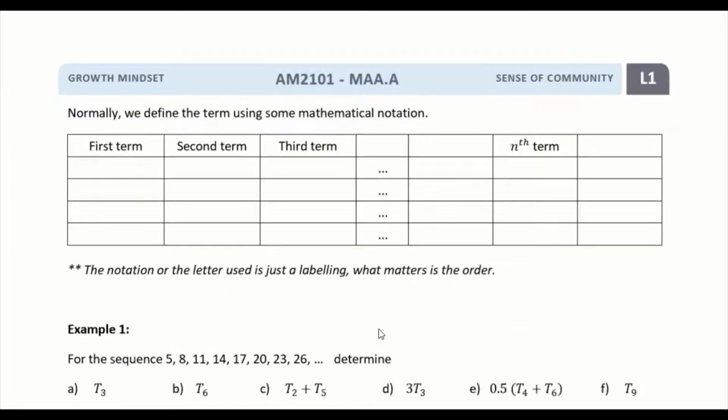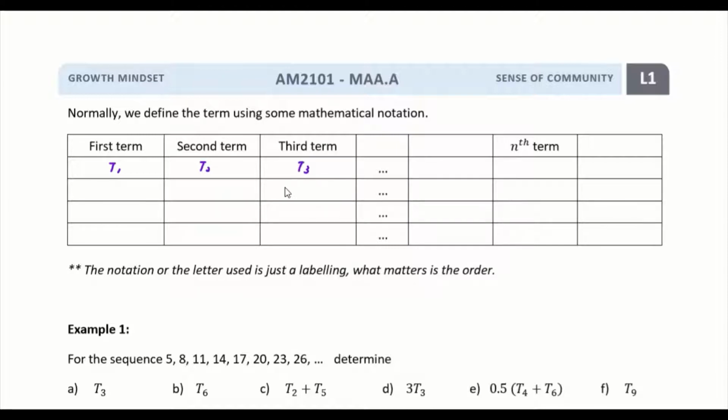Okay, so let's do the first one, which is the most common one, the one used in your textbook as well. So rather than calling it the first term or writing it as first term, we will write term 1, which is the first term, so T1, with subscript 1. Okay, so for the second term, it will be T2. And then the third term will be T3.